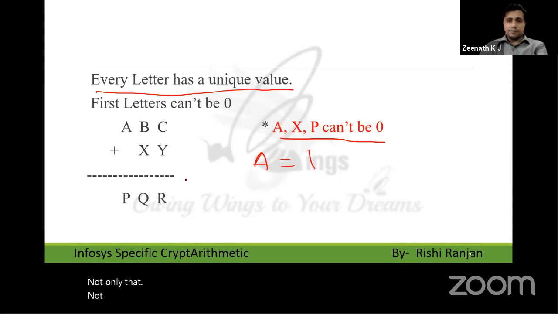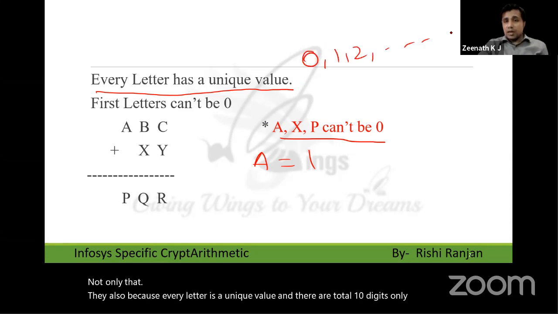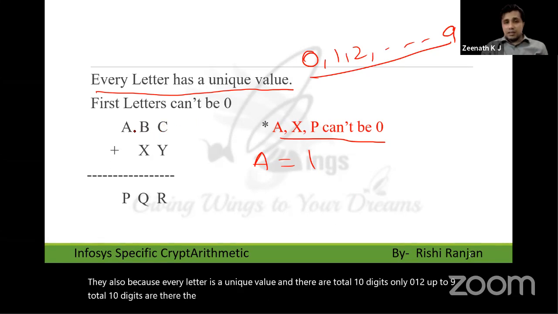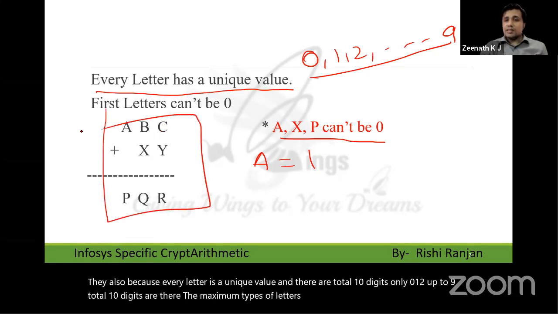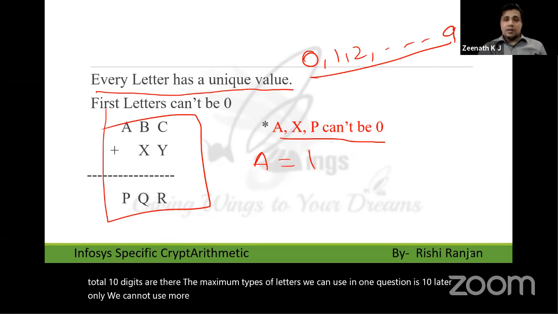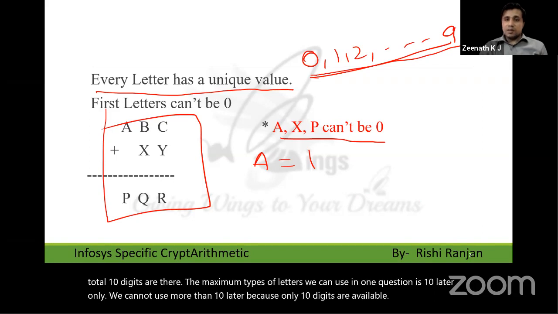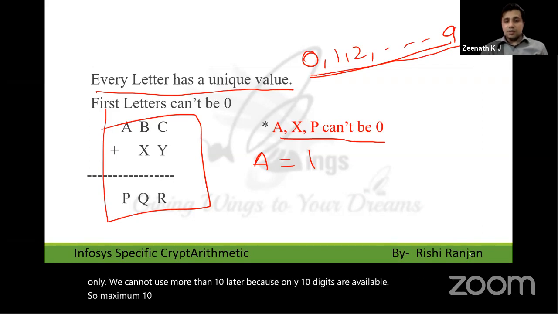Not only that, but also because every letter is a unique value and there are only 10 digits in total: 0, 1, 2, up to 9. The maximum types of letters we can use in one question is 10 letters only. We cannot use more than 10 letters because only 10 digits are available. So maximum 10 types of letters we can use in one question.